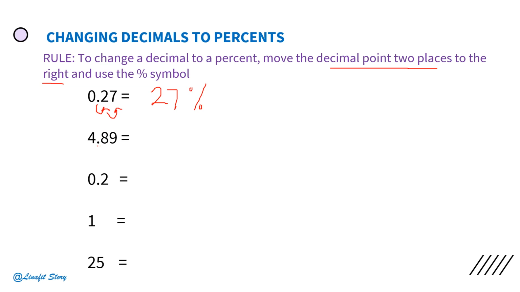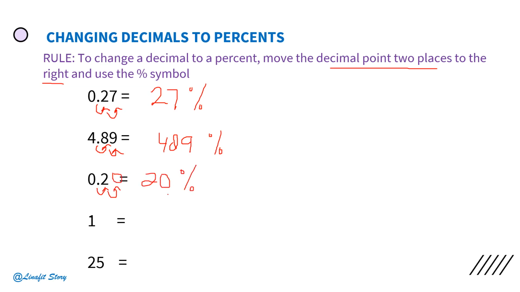4.89. 2 places to the right: 1, 2. So the answer equals 489%. Next, 0.2. 1, 2. So the answer equals 20%.